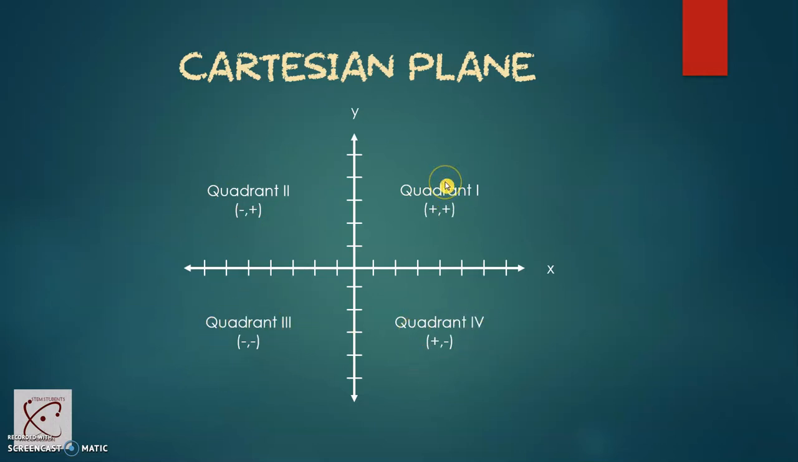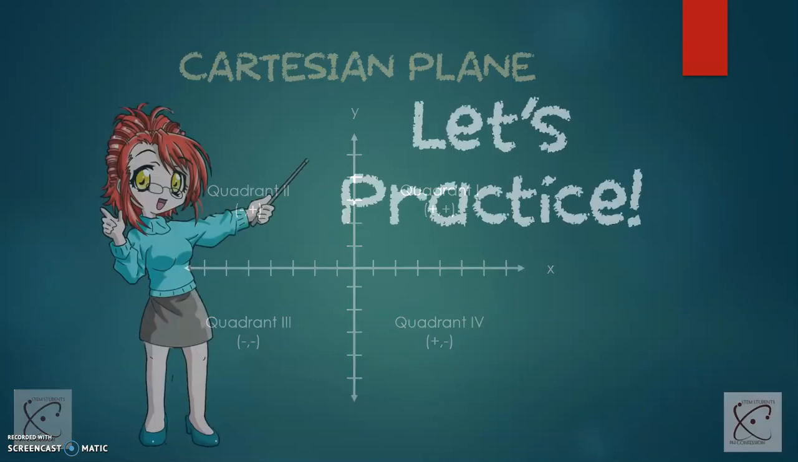So, in quadrant 1, both x and y is positive and in quadrant 2, ang x ay negative and ang y is positive. In quadrant 3, both x and y natin is negative. And in quadrant 4, ang ating x is positive and ang ating y is negative.